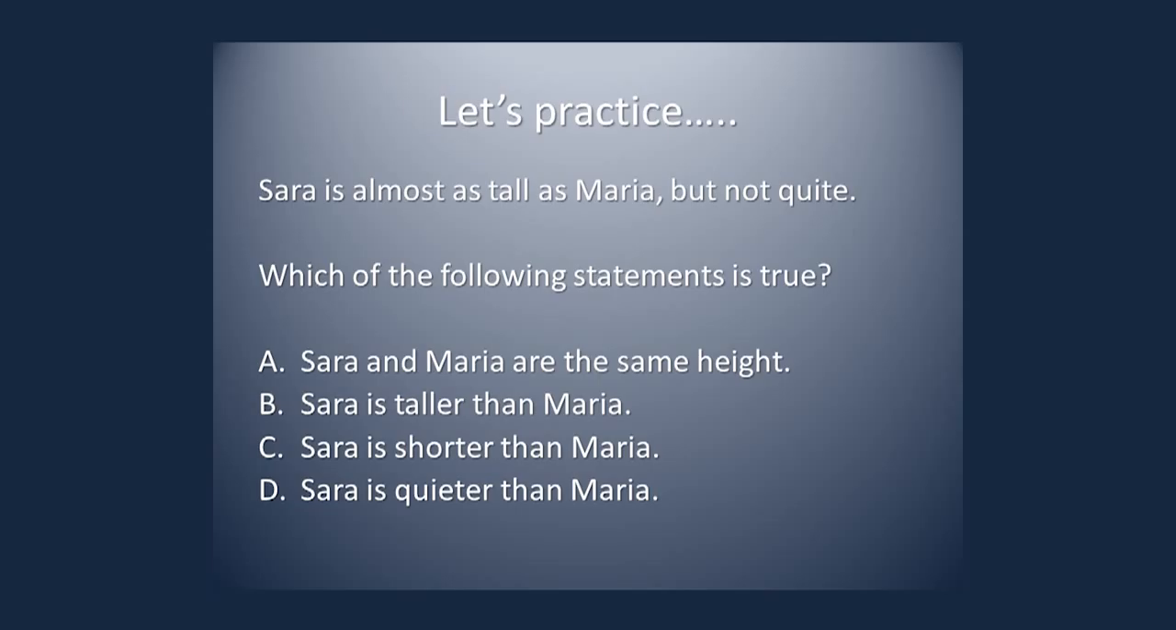The question is about height, so we can eliminate answer D right away. Remember that as tall as means the two people being compared are about the same height. However, in this sentence, it says almost as tall as and not quite, which implies that Sarah is not as tall as Maria. If Sarah is not as tall as Maria, that means she is shorter than Maria.